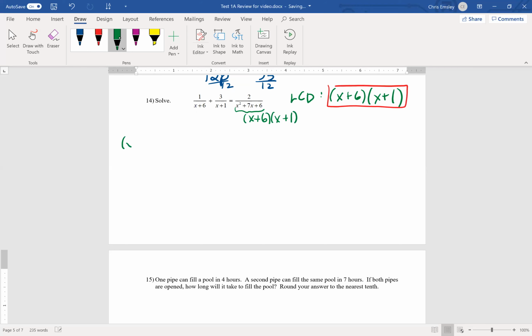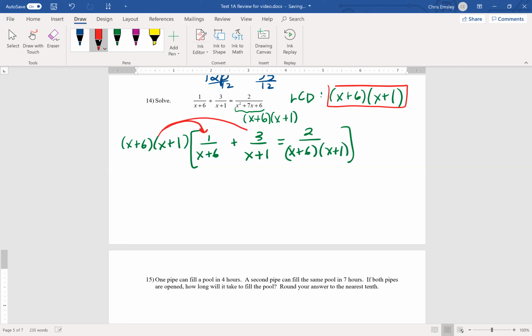Okay, so I'm going to write it out kind of long ways. Okay, we're going to multiply everything by the LCD. Okay, so you can see we're going to have to distribute to all three parts of the equation. When I multiply this first fraction by x plus 6 times x plus 1, you can see that the x plus 6 is going to cancel, and we're just left with 1 times x plus 1.